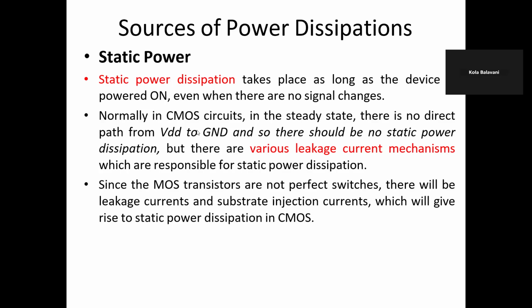So normally in CMOS circuits in steady state, there is no direct path from VDD to ground. So there should be no static power dissipation. But there are various leakage current mechanisms which are responsible for static power dissipation. Due to this reason, static power dissipation is also called leakage power dissipation. Majorly it is focusing on leakage power only, meaning the device is on, but not doing any switching.